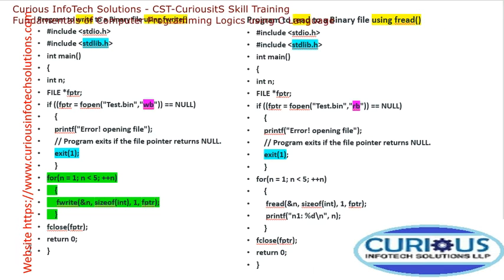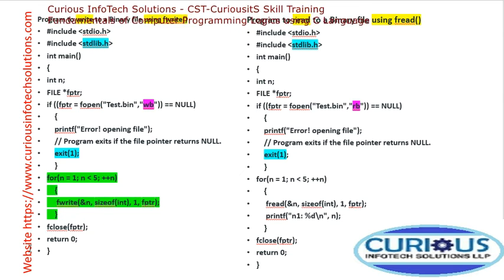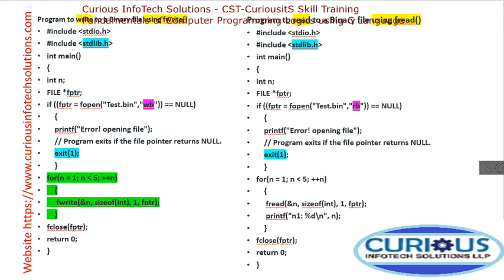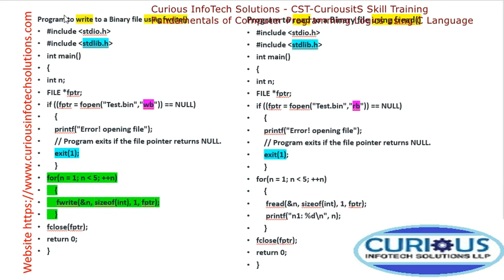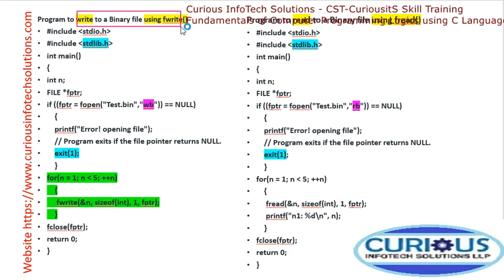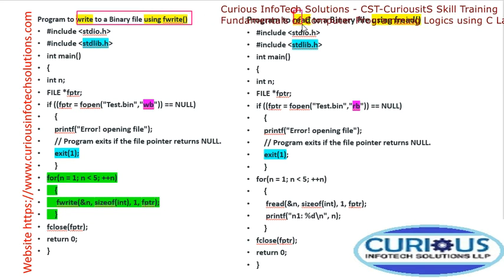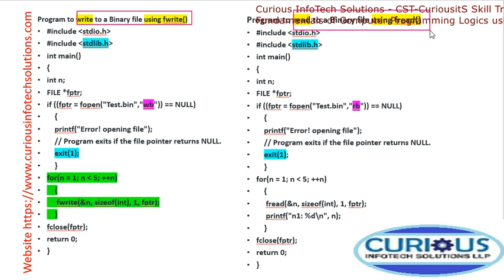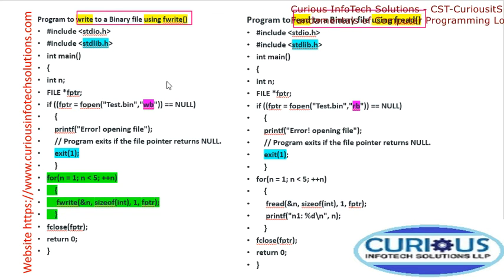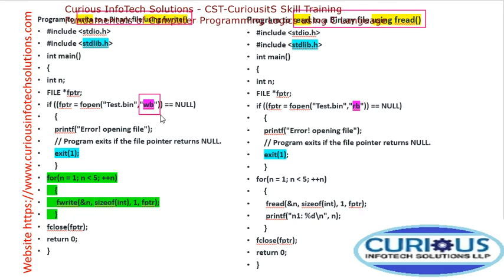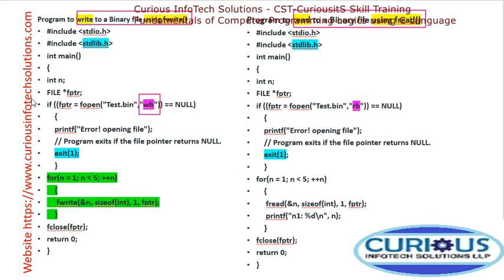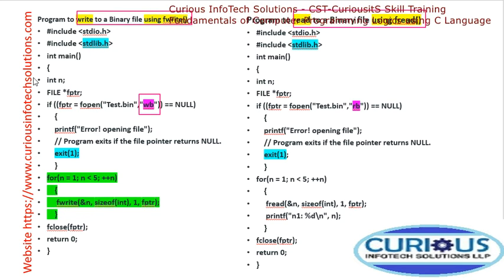Now come to one program in which we are understanding the binary file. How we can operate this binary file. Now writing to a binary file using fwrite and reading from a binary file using fread. The concept is the same, but only you are using the binary file. And for a binary file, you are using the mode WB. Other statements are very similar to the previous program.